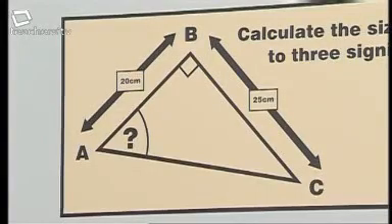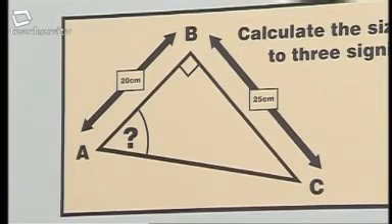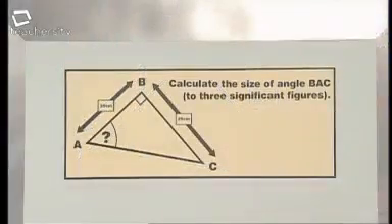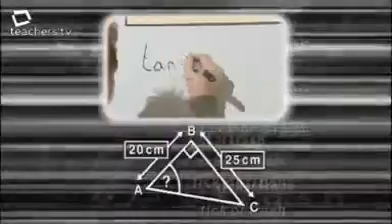A right-angled triangle has a length AB of 20 centimetres and a length BC of 25 centimetres. Calculate the size of your angle BAC, giving your answer correct to 3 significant figures. Pens at the ready? Let's go.